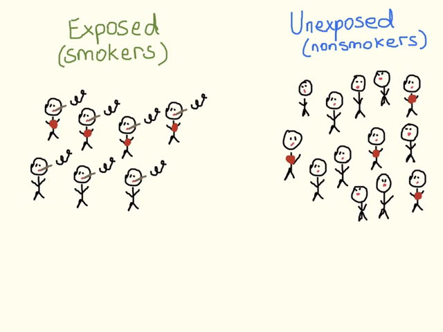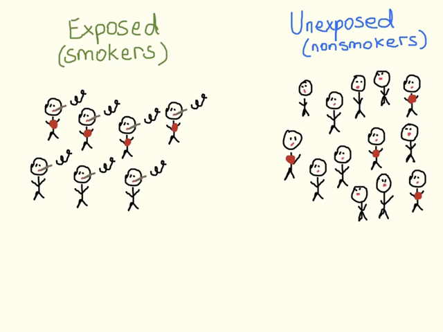Okay, so here we've separated the 20 individuals in our population into exposed and unexposed. So the exposed are all the smokers, and the unexposed are the non-smokers. And so now what we need to do is calculate the incidence of the disease, of heart disease in this case, in the exposed and in the non-exposed. So we remember how to calculate incidence.